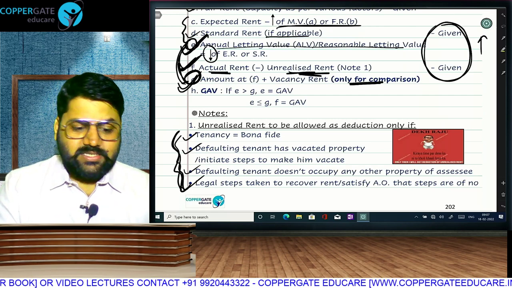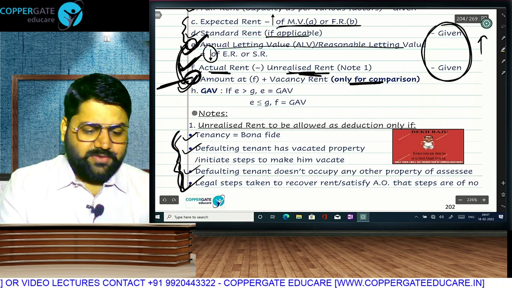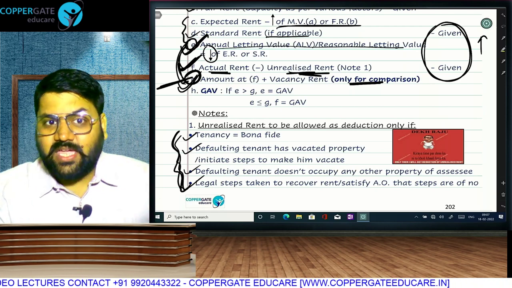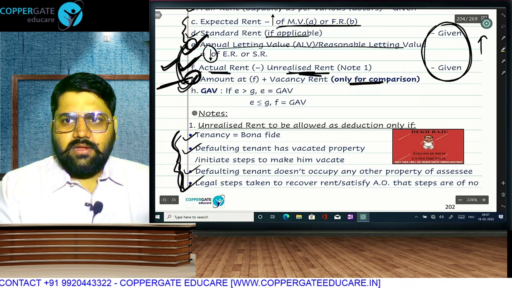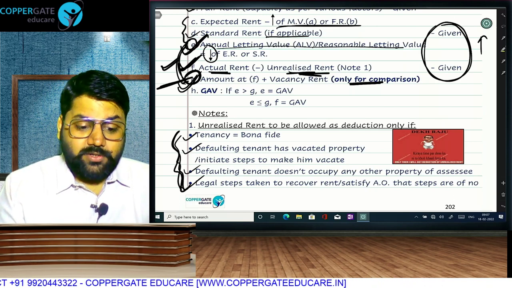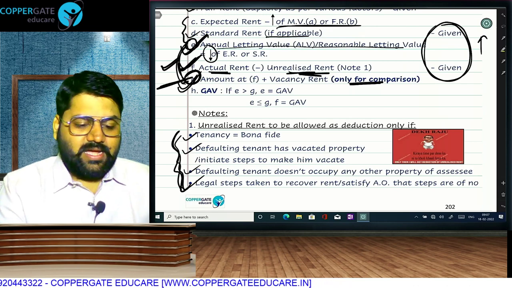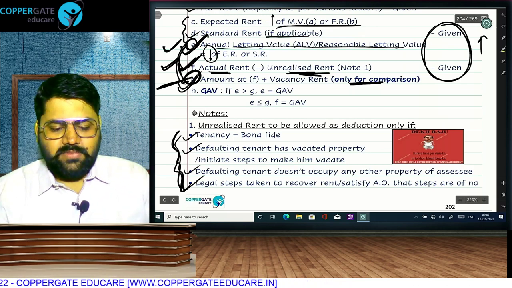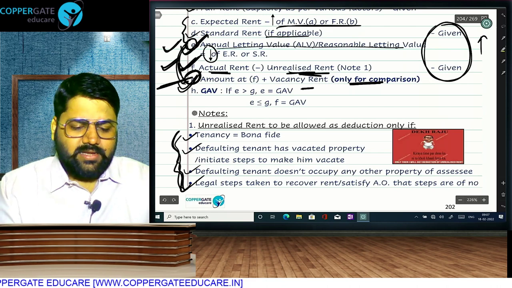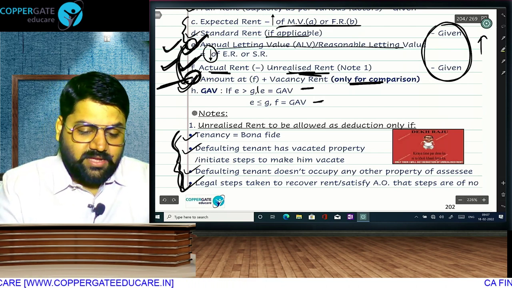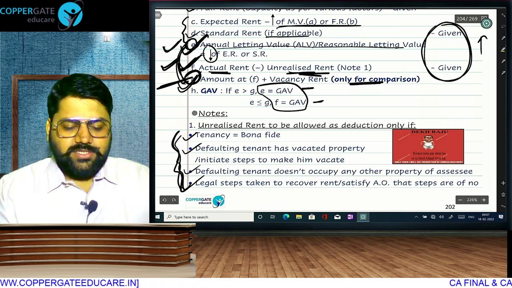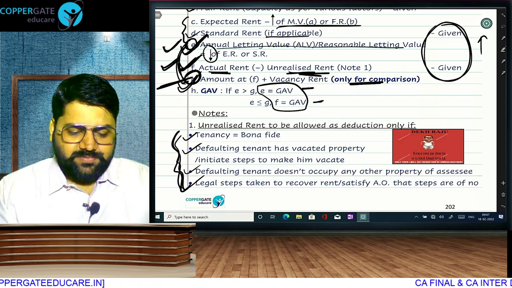If after adding vacancy rent, this amount is coming at a higher figure, that means it is because of the vacancy that the actual is less. Then we will take actual as the GAV. And if after adding also, the ALV is higher, that means your ALV only will become GAV. So if E is greater than G, then E will become GAV. And if E is less than or equal to G, then F will become GAV. GAV will be between E and F. G is being done only for comparison purposes.